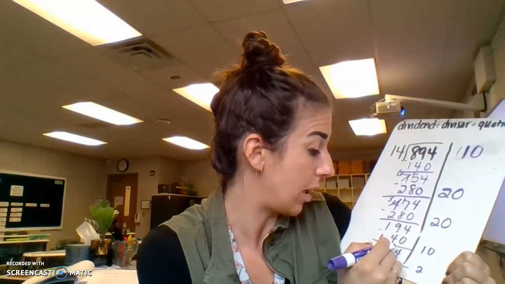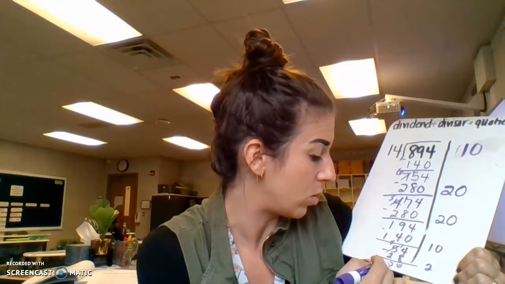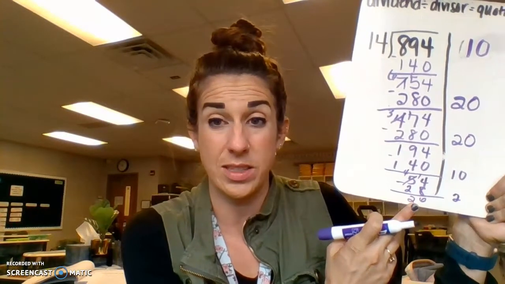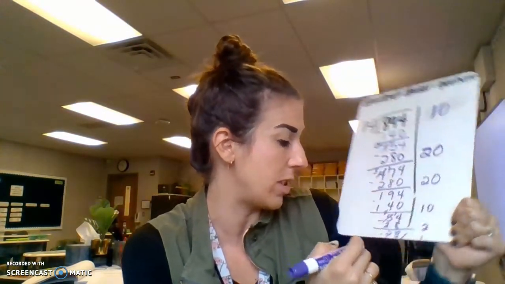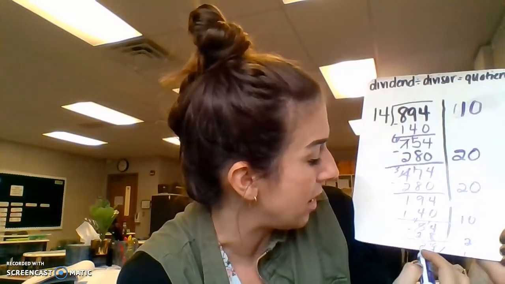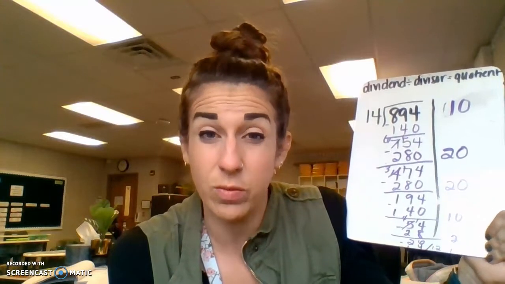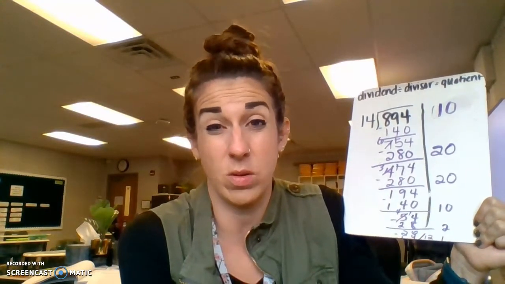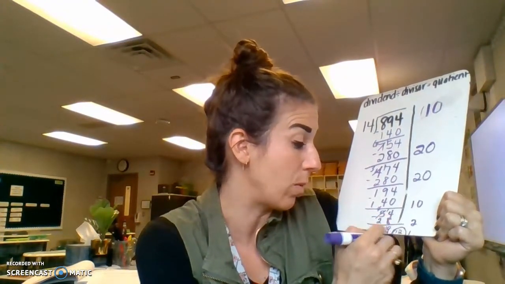Again, subtract like normal. 14 minus 8 is 6. 26. Oh, look, I know that 14 can go into 26 one more time. So I'm going to subtract 14 from that 26, and I'm going to get 12. Then I need to ask myself, can 14 go into 12 evenly? Or can 14 go into 12 at all? No. So 12 I'm going to circle as my remainder.